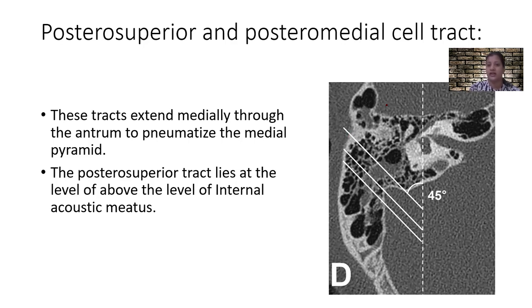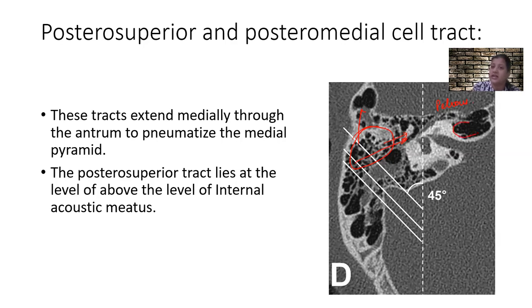How are these organized? The anterolateral was going towards the squamous temporal bone, whereas the posterior medial cell tracts are going towards the petrous pyramid. Now they extend medially through the antrum and go towards the petrous pyramid. The posterior superior cell tract lies above the level of the internal auditory meatus. If this is your largest air cell in the mastoid, the mastoid antrum, it goes medially from there and extends up to the internal acoustic meatus.